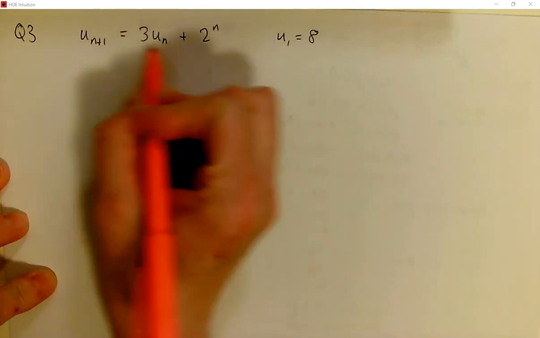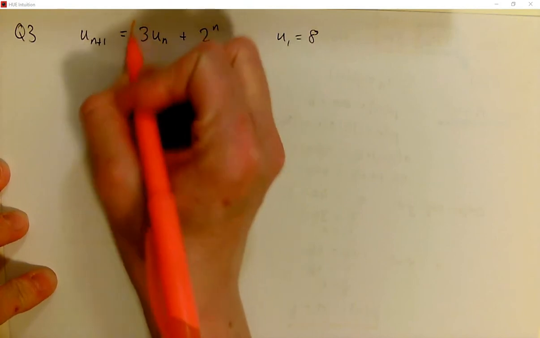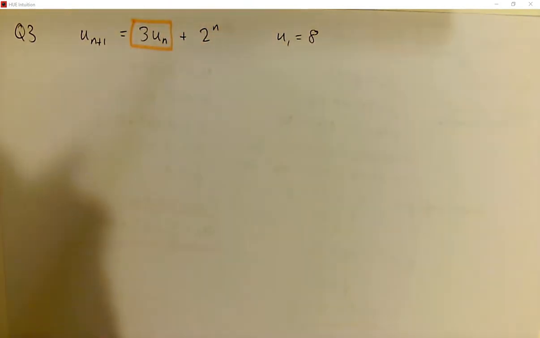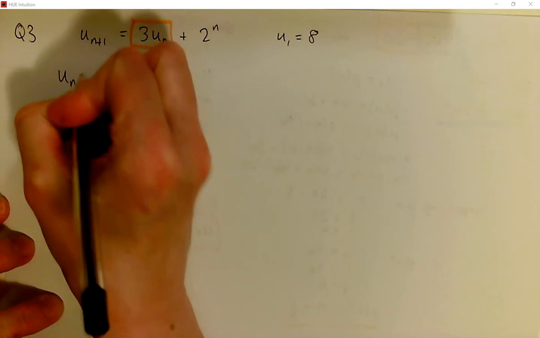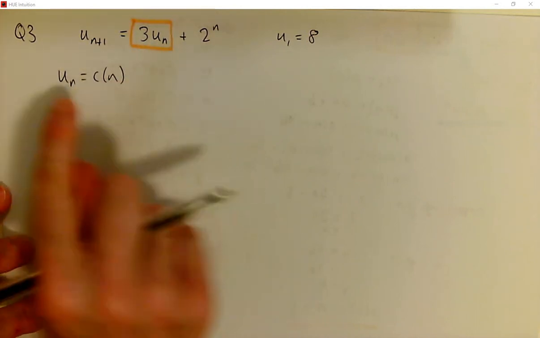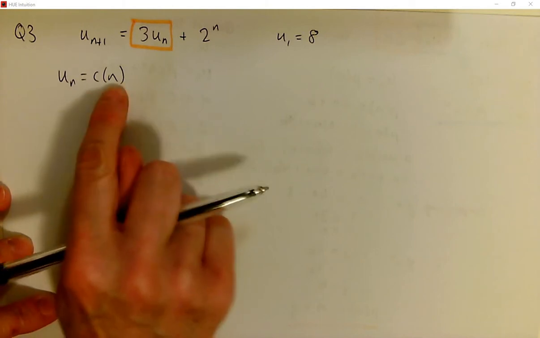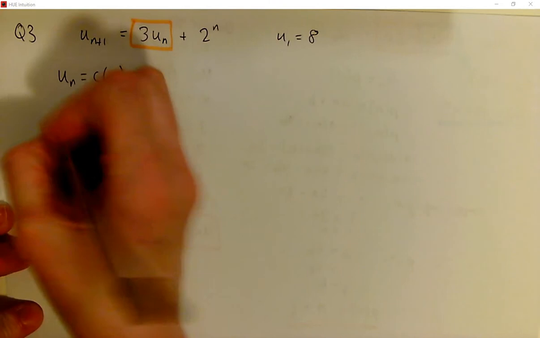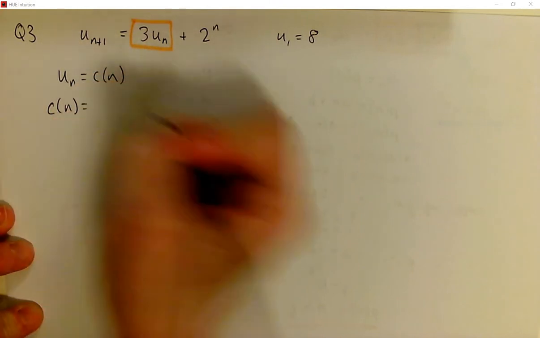Right, so here's our recurrence relation. We've got the homogeneous part here and then the non-homogeneous part there. So the homogeneous part gives us our complementary function. You don't need to write that out. I'm writing that to try and help you see that the complementary function is just a guess for the closed form. Okay, so complementary function.